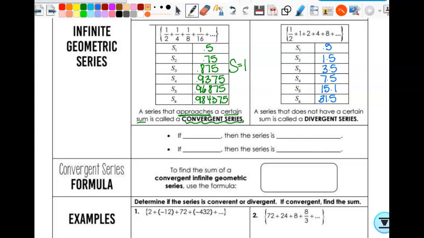Infinity. Yeah, it's just going to keep getting bigger and bigger. So this sum, I'm not going to say it's equal to infinity because it can't be, but it's approaching infinity. So a series that does not have a certain sum, because infinity is not a number, that's divergent. So being able to determine if a series is convergent or divergent is important.